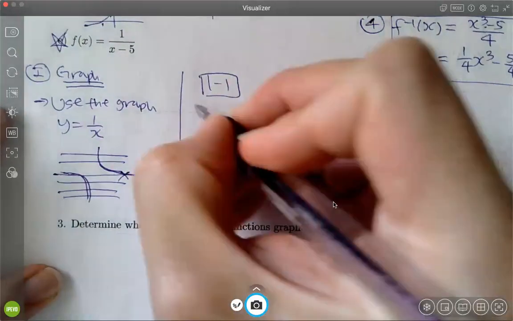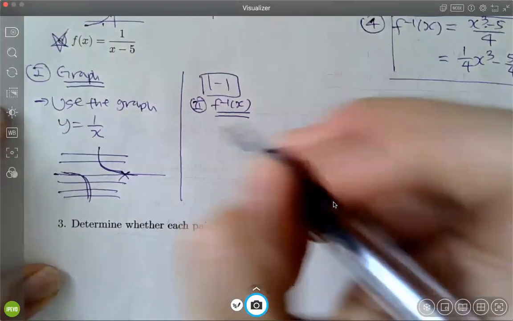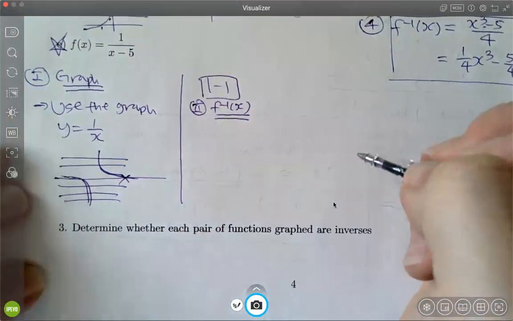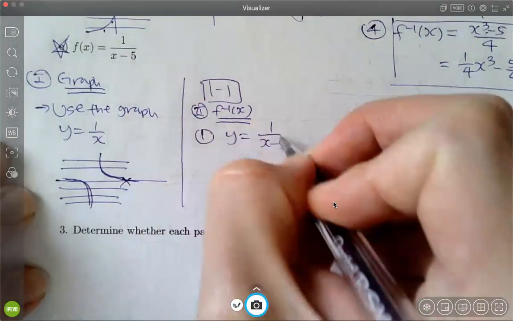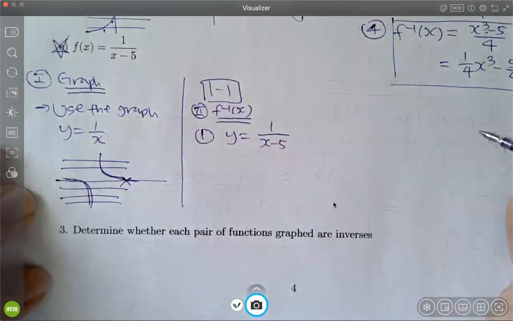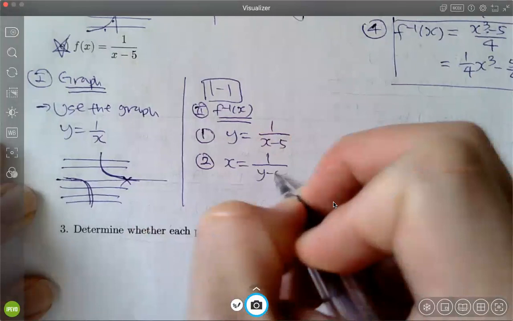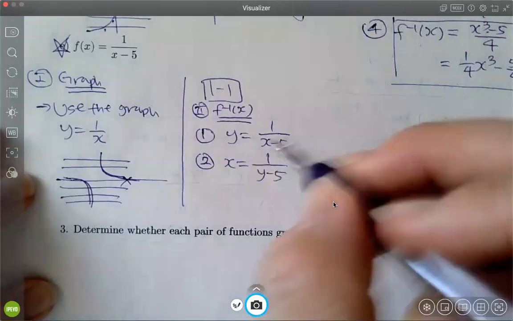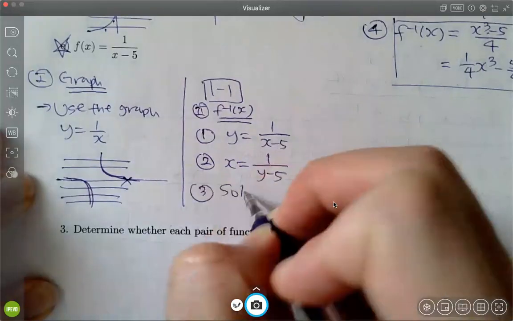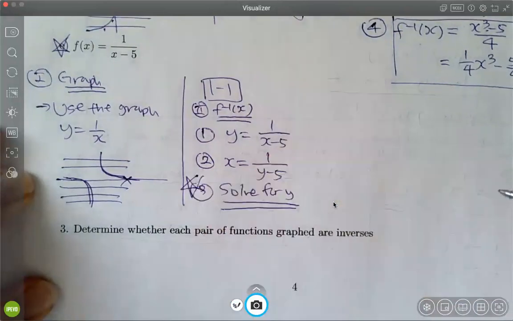Okay, and now f inverse. So here, step number 1 is still pretty easy. Put y equals 1 over x minus 5, right? And step number 2 is also pretty easy. It's x equals 1 over y minus 5, because we have to swap x and y. And now, isolate y. So this one can be tricky here, okay?